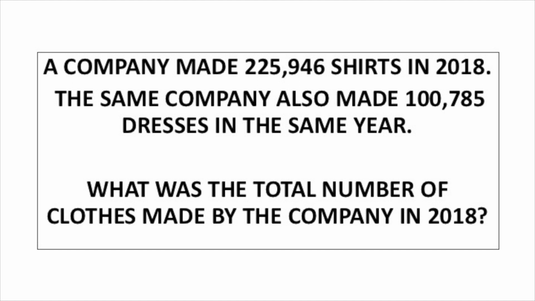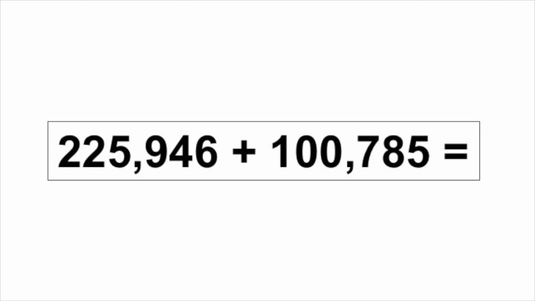So what we need to do is we need to take the number of shirts that were made and add them with the number of dresses. So how many shirts were made, guys? 225,946. And how many dresses? 100,785. So once we've read our word problem and understand it, we know the numbers we have to add together. And now we're ready to work out and calculate.